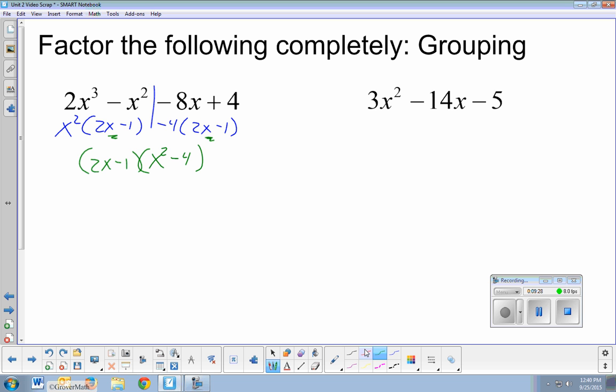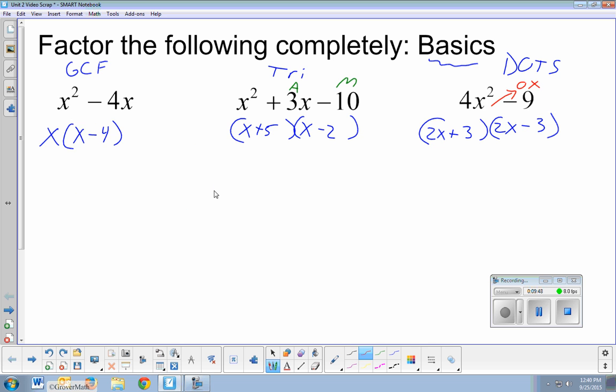Now, you may notice this can be factored, x squared minus 4. That is a difference of 2 squares. So that needs to be factored. This does not happen every time. Sometimes after you do the grouping part and the GCF, you're done. But you always should look at that. Even when we did here, we should look at these final answers.